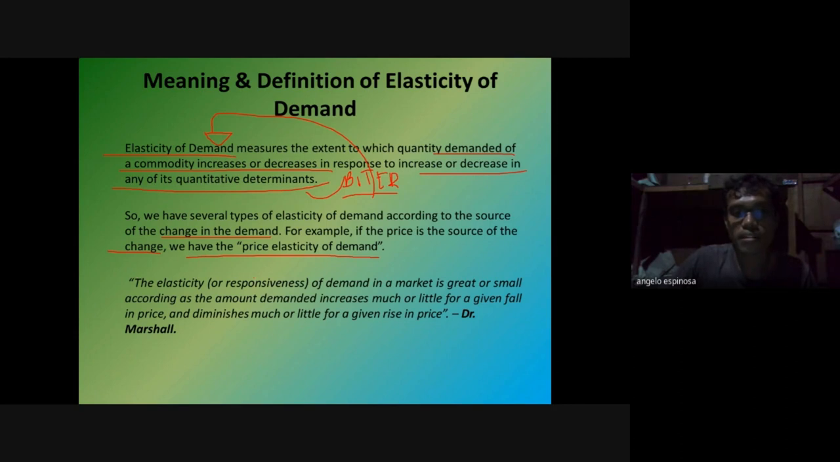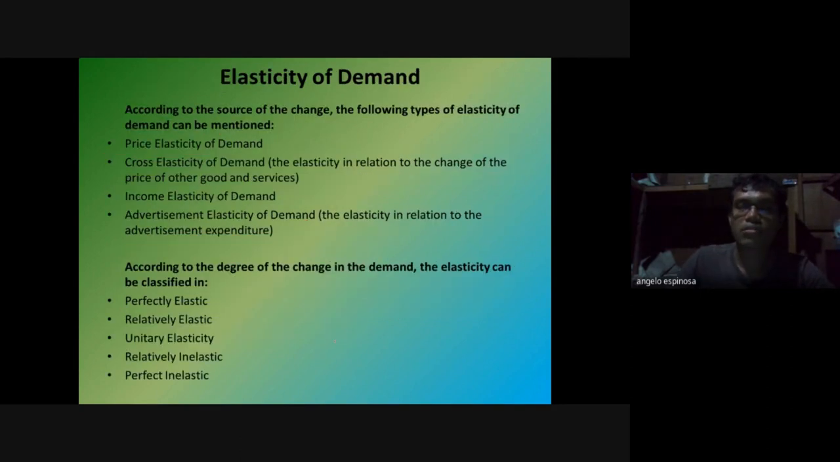So the elasticity, or responsiveness, is another term for it. The responsiveness of demand in a market is great or small as the amount demanded increases much or little for a given fall in price. Ibig sabihin daw dyan, tumataas ang quantity demanded because bumaba ang presyo. And it diminishes much or little for a given rise in price. So that is the definition by Dr. Marshall. Okay? Paano nagawa yun ni Marshall? By using the principles or the definition of the law of demand.